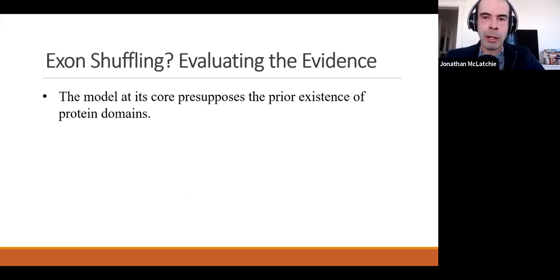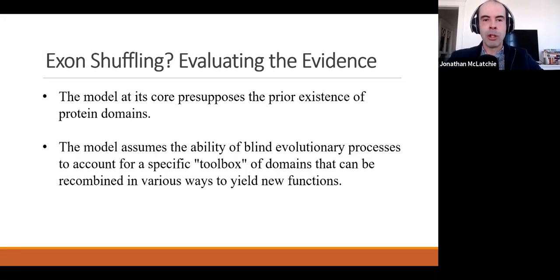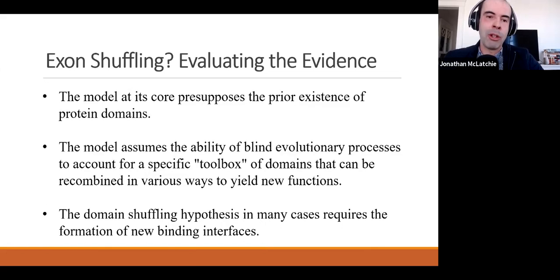But let me just summarize a couple of problems with this scenario. One is that the model at its core presupposes the prior existence of protein domains. Secondly, the model assumes the ability of blind evolutionary processes to account for a specific toolbox of domains that can be recombined in various ways to yield new functions. And thirdly, the domain shuffling hypothesis in many cases requires a formation of new binding interfaces, for interface compatibility.